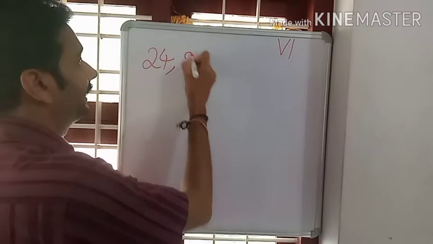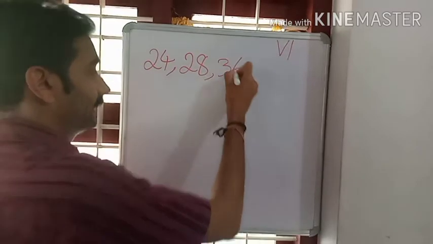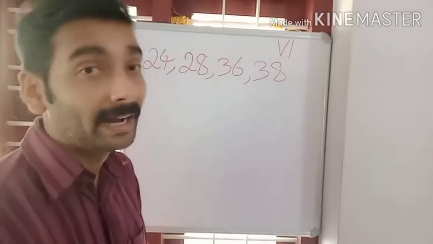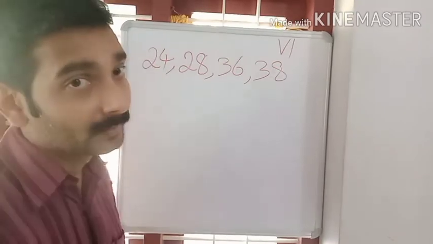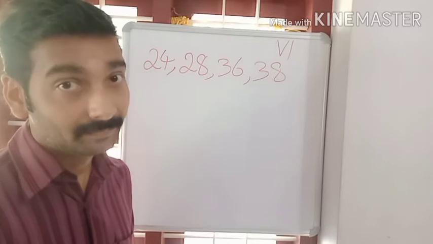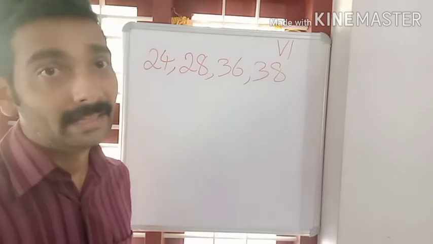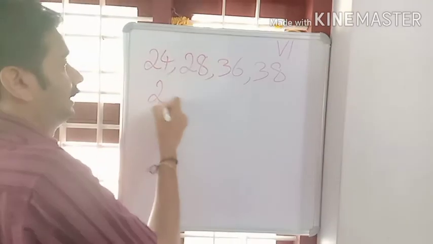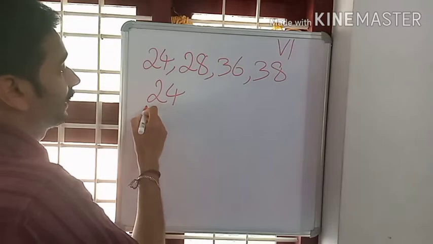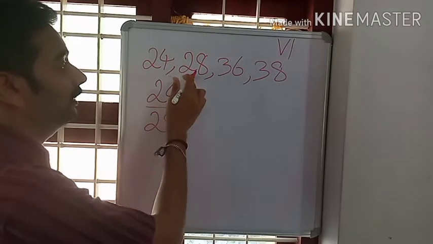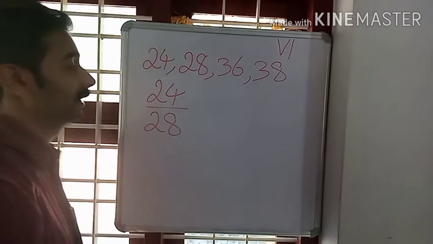The question is 24, 28, 36, 38. Determine if the following are in proportion. What is proportion? We discussed it in the previous class. If the ratios are equal, that means it is proportion. First we write 24 upon 28.